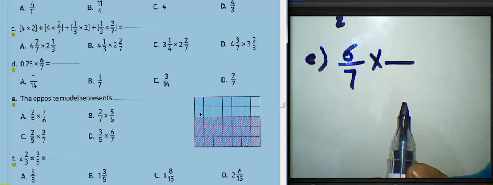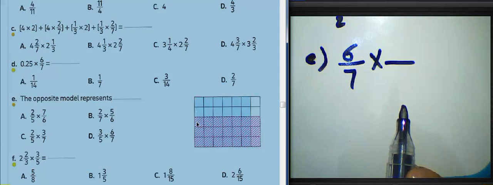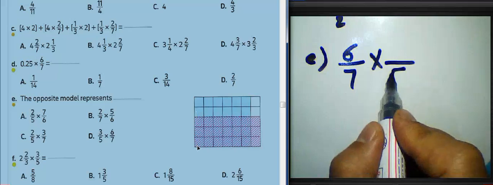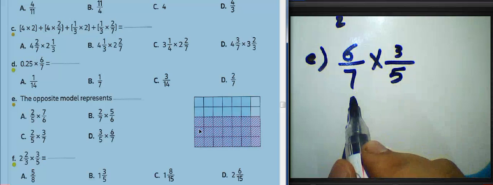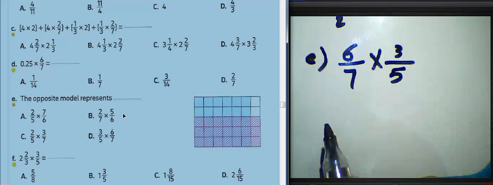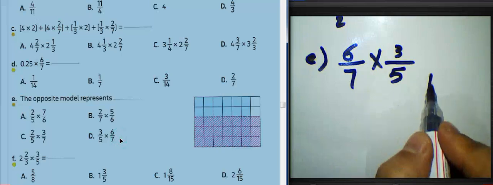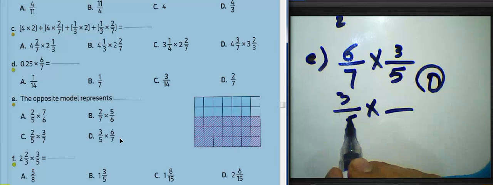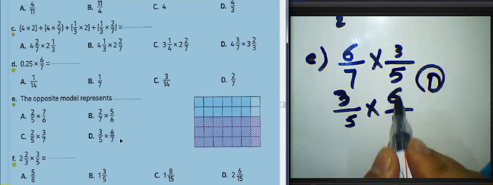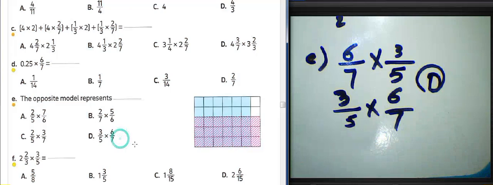And then how about horizontal here? How many rows? 1, 2, 3, 4, 5. Right, 5 here. He colored 1, 2, 3. So we must choose letter what? 6 over 7 multiply 3 over 5. Letter D. We must choose letter B. He used distributive properties here. 3 over 5 multiply 6 over 7.